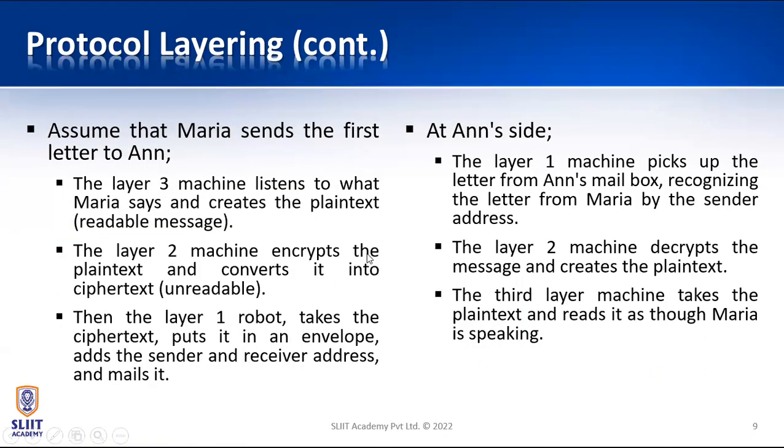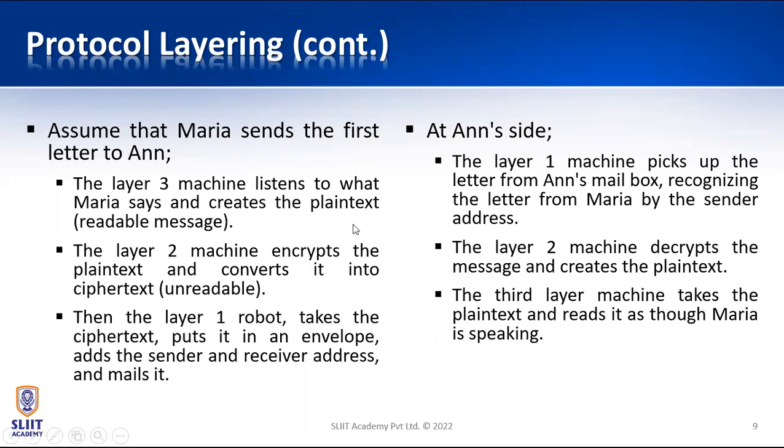So what it says: assume that Maria sends the first letter to Anne. Now the things that I have explained with the diagram are explained here. Maria is the one who is initiating the message. The layer 3 machine listens to what Maria says and creates the plain text. That is a readable message. So there's a machine.